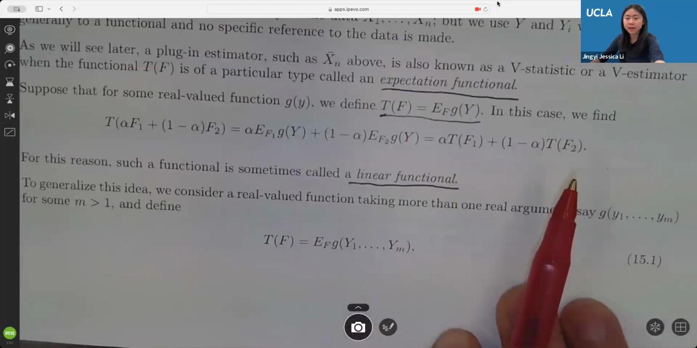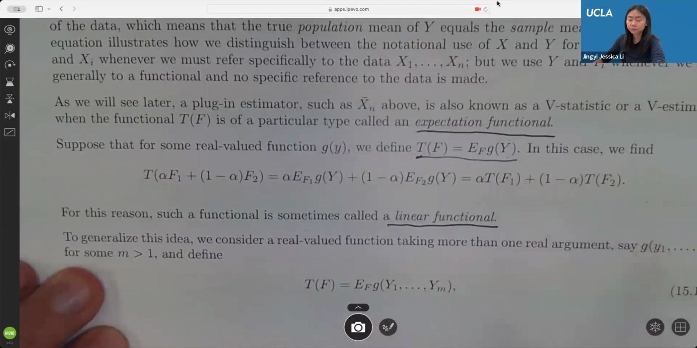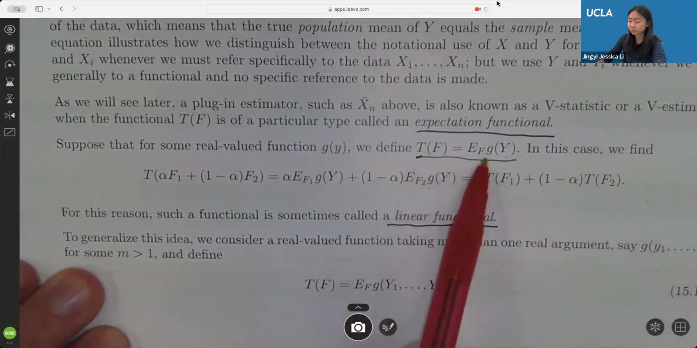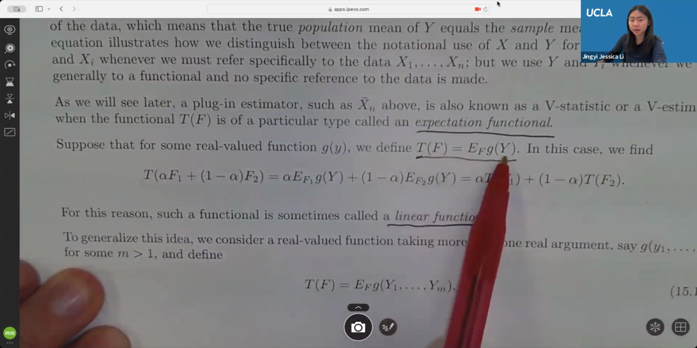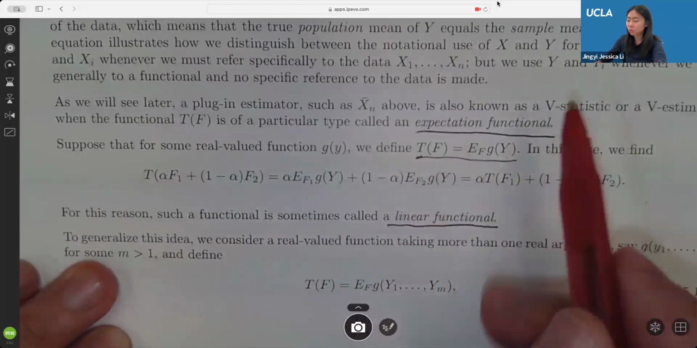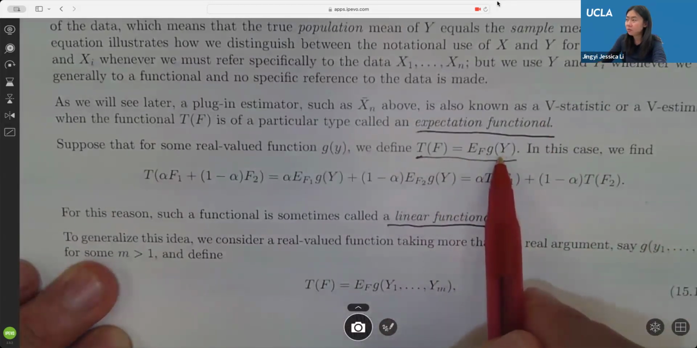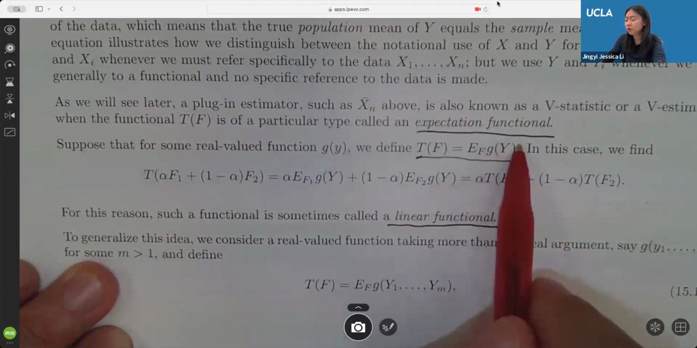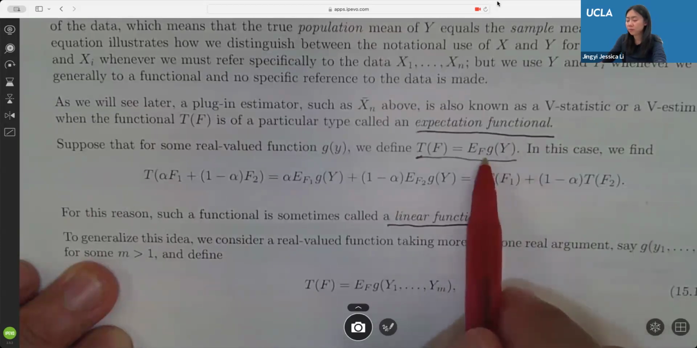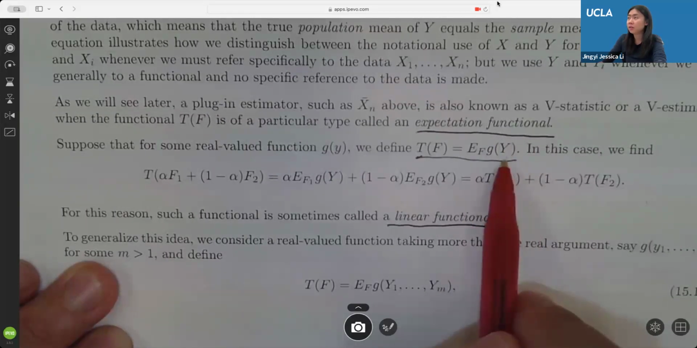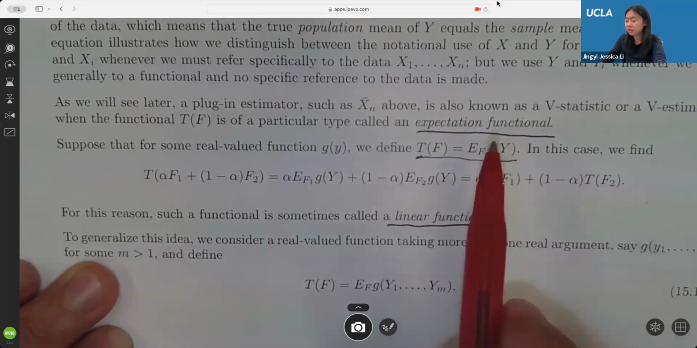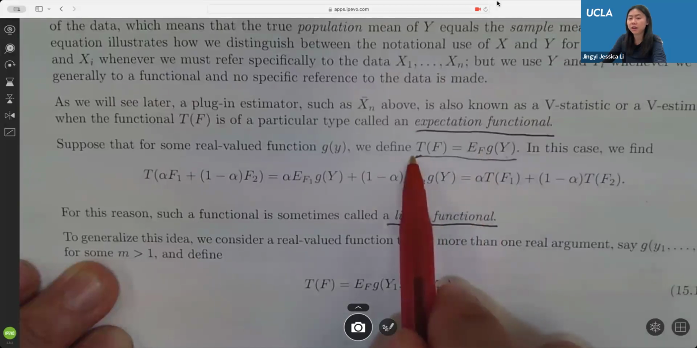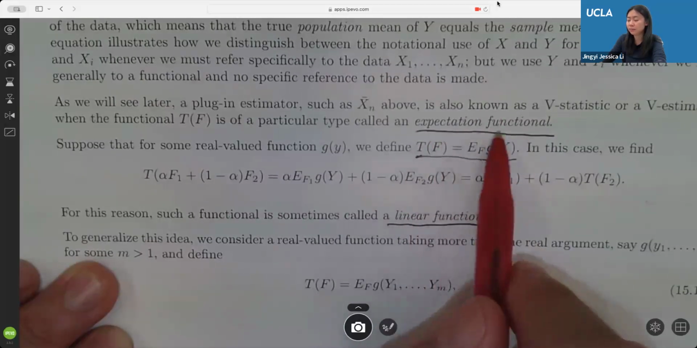So based on this idea, in the special case where this T(F), this functional, is something called an expectation functional, we write it this way. So what does this mean? This means that Y is a random variable following distribution F, the CDF. And then if you apply some g function transformation to Y, g(Y), you take the expectation. This is defined as T(F). The functional is defined as this expectation.